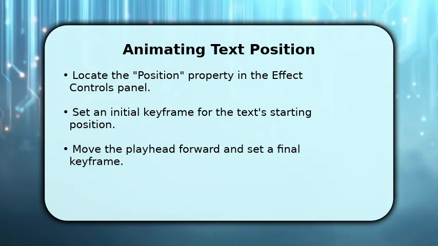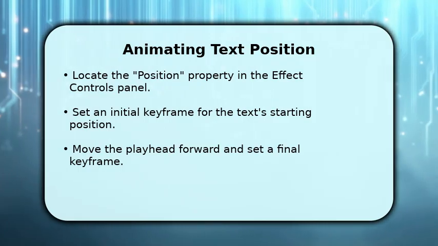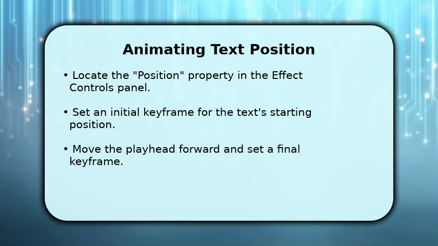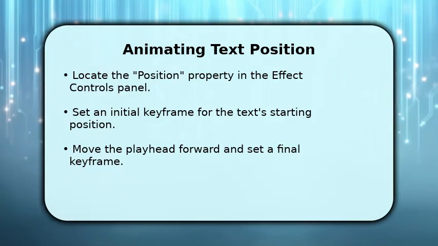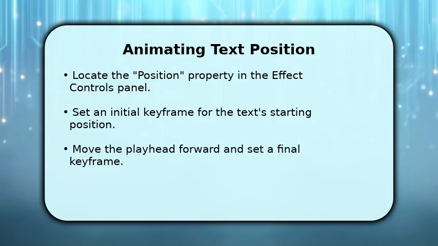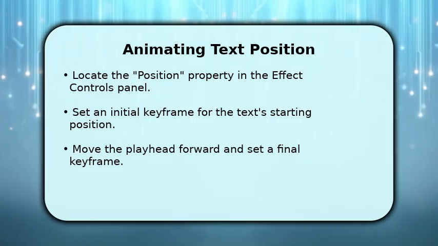Move your playhead to where you want the animation to begin, then adjust the text's position off-screen. Advance the playhead to the desired endpoint and move the text to its final on-screen position. Premiere Pro will automatically create a second keyframe, generating the sliding motion.